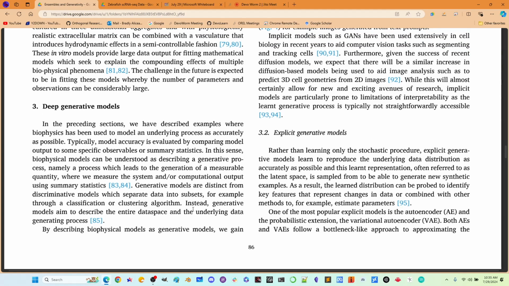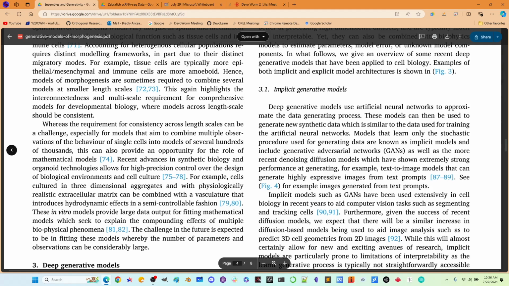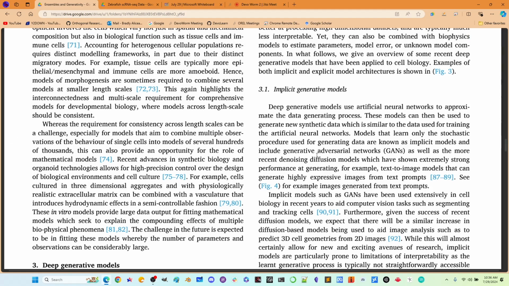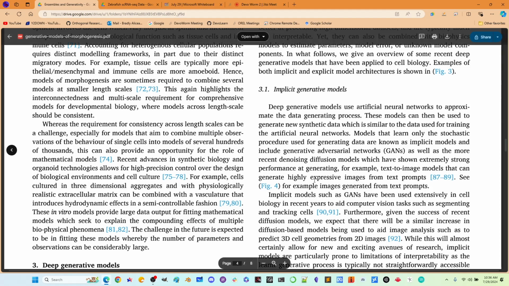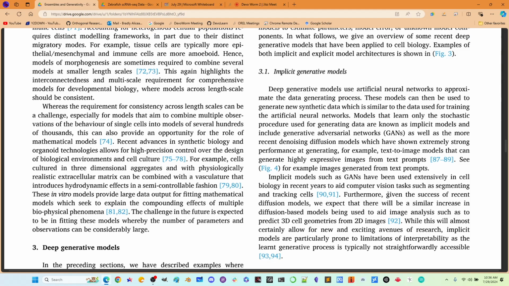So if we take our biophysical models and ground them in generative models, we gain insight into the main process by which a model might be developed. They talk about implicit generative models, and they give two examples. One is generative adversarial networks, or GANs, and the second is denoising diffusion models. It's diffusion models and GANs, basically, that have shown extremely strong performance at generating things like text-to-image models that produce highly expressive images from text prompts. And so we can map this to development of these kinds of models.